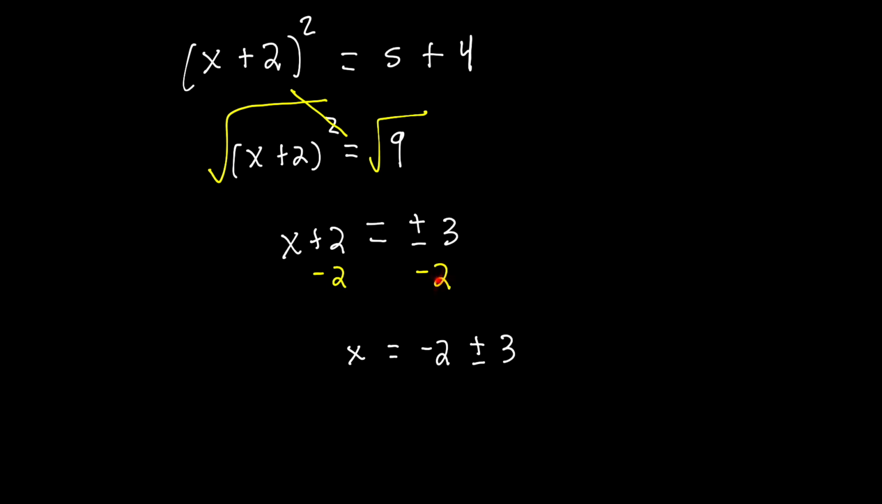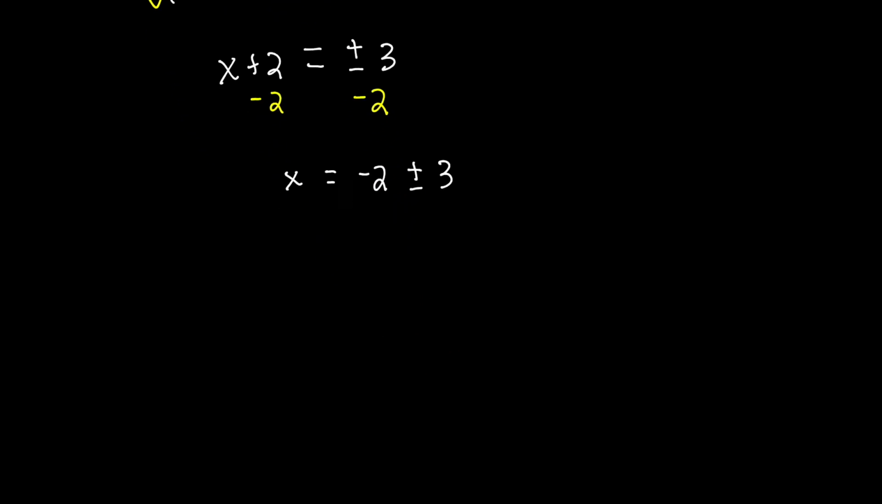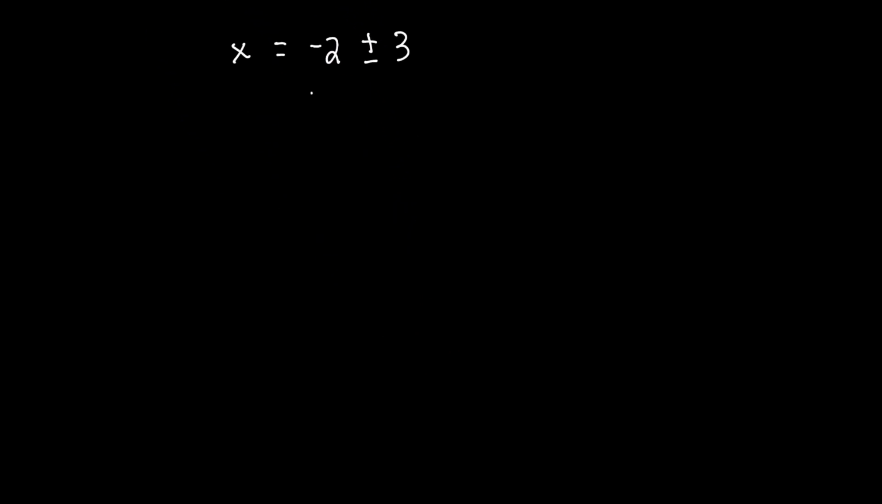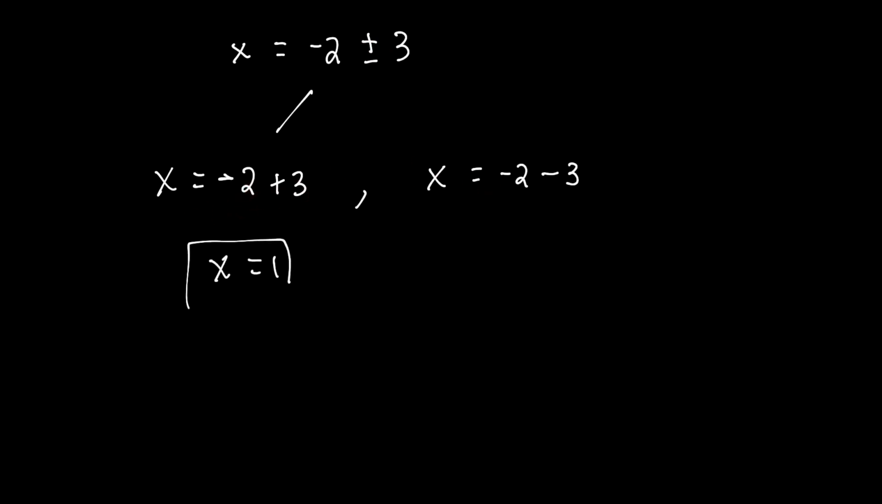Again, recording this value first. So let me split this up, because my two solutions are going to be negative 2 plus 3 and negative 2 minus 3. That's the plus or minus notation. So negative 2 plus 3 gives me a positive 1, and negative 2 minus 3 is going to give me a negative 5. Those are my two solutions.